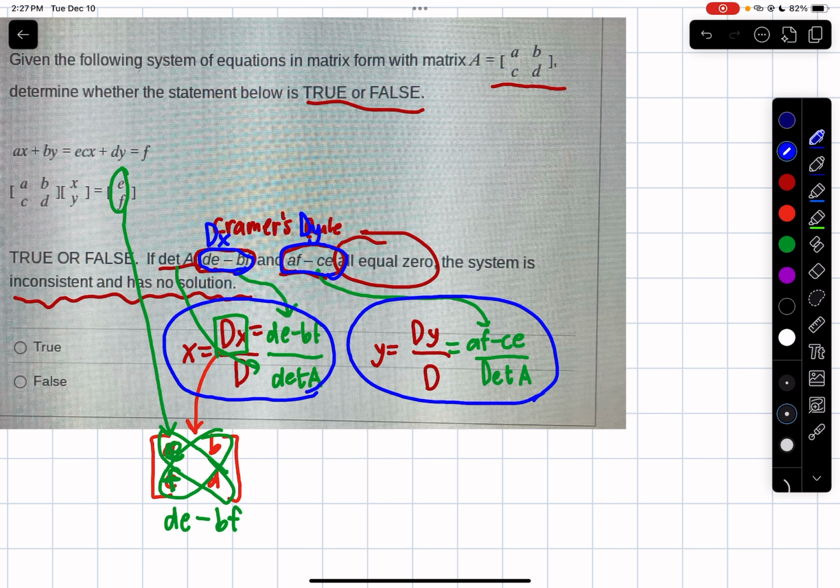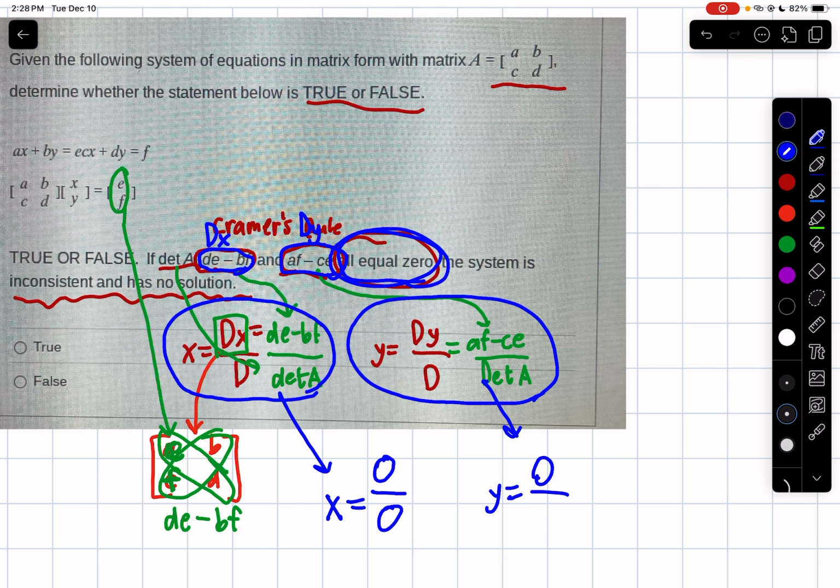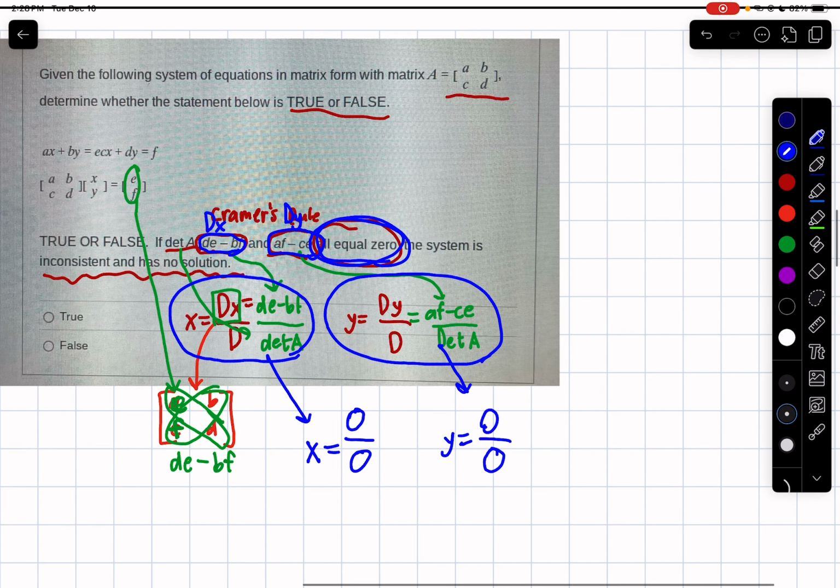All right, now it's telling me that all of these things equal 0. So what that means is x is equal to basically 0 over 0, and y is equal to, again, 0 over 0. So I need to think about what that means for these solutions.